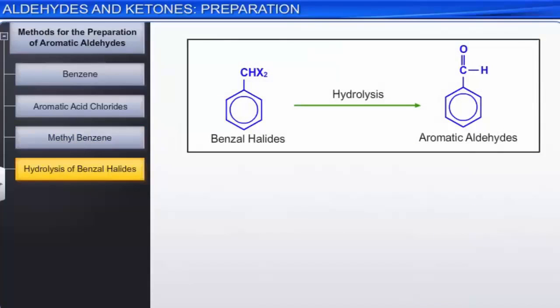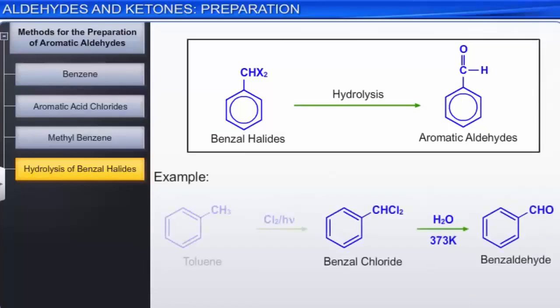The hydrolysis of benzyl halides also yields aromatic aldehydes. For example, the hydrolysis of benzyl chloride, which is obtained by the side chain halogenation of toluene, gives benzaldehyde. Remember that this is the commercial method for manufacturing benzaldehyde.